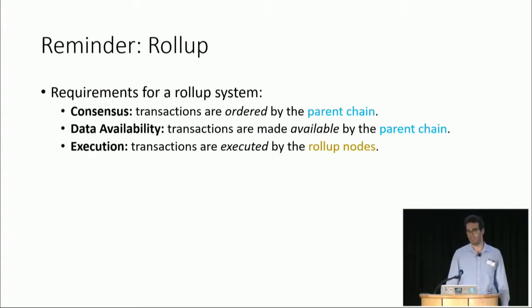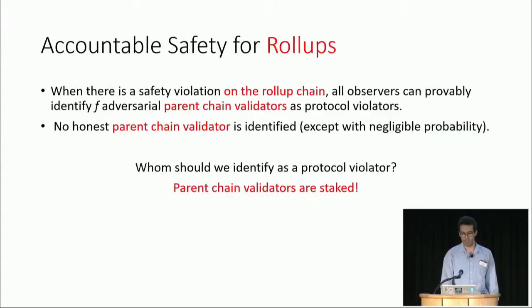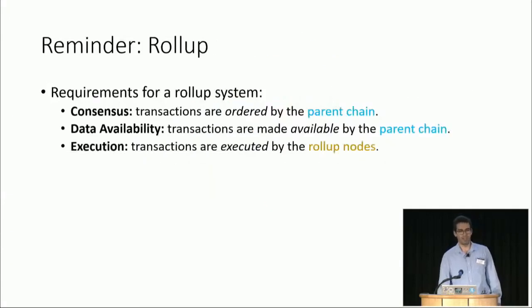Okay, so in the remaining half of the talk, I would like to prove this accountable safety guarantee for the rollups here. But before that, just a quick reminder. We have seen these properties in the context of a blockchain protocol. Now I would like to basically repeat them in the context of the rollup because they will make understanding proofs much easier. These three properties were consensus, data availability, and execution.